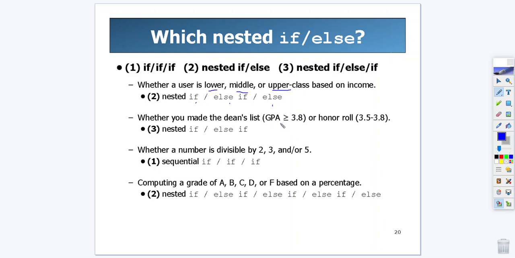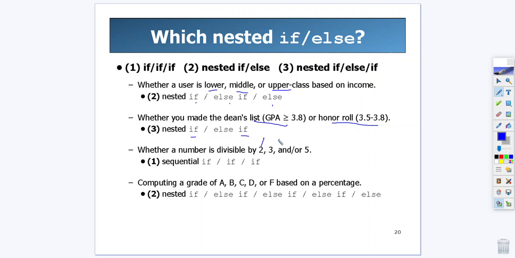If I wanted to see if someone made the dean's list or the honor roll, and that's all I cared about, it is possible that someone made nothing. And so I would want to narrow it down to be an if, else if. I don't want to say anything to them if they didn't make the dean's list or honor roll. So here I am narrowing it down so that way not everyone gets a message. Only people who make the dean's list get a message. Only people who get honor roll get a message. Everyone else gets nothing.